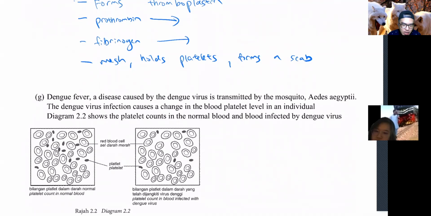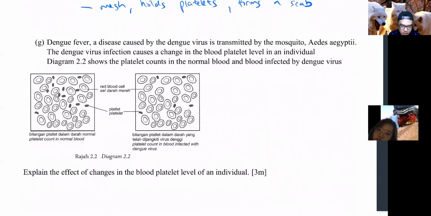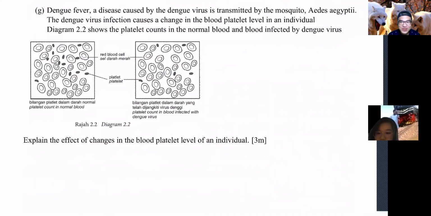Okay, so this is the platelet count. Normally your platelet count looks like this. So if you have dengue, like in my case, I think my platelet count crashed to close to 0. So almost no platelet in my body. It scared the shit out of me.